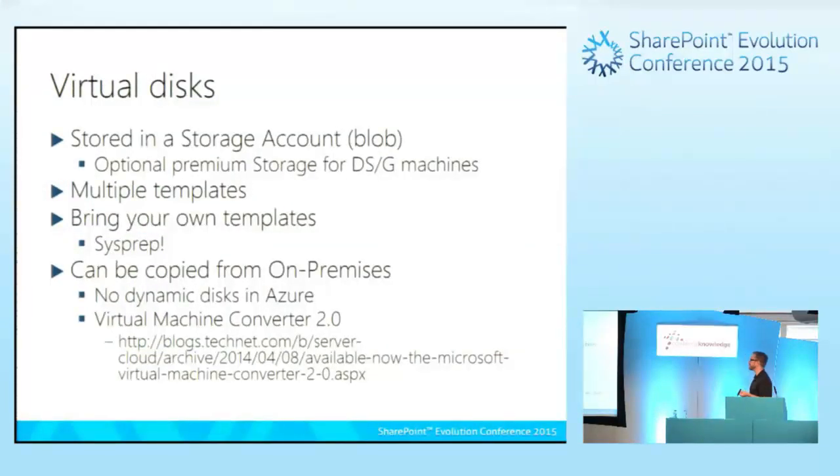So virtual disks, I think that's one of the most important things with IaaS. You need to know how to optimize those. And all disks are stored as blobs in something called a storage account. And the storage account has different flavors. They might be globally replicated. It might be a standard or basic or the premium tier.